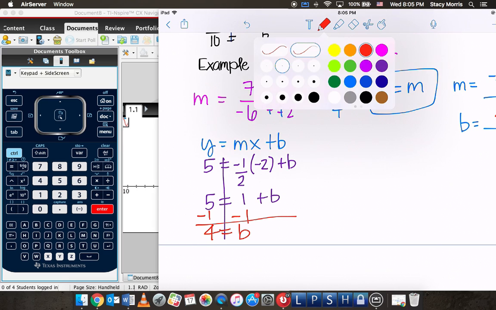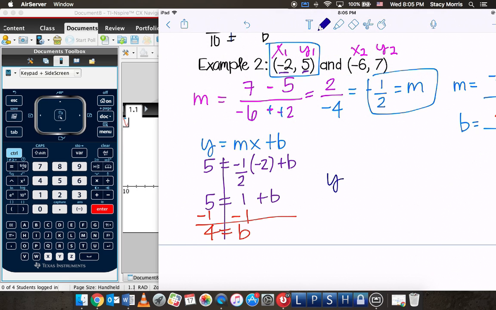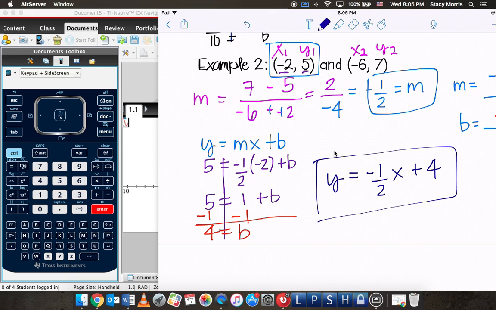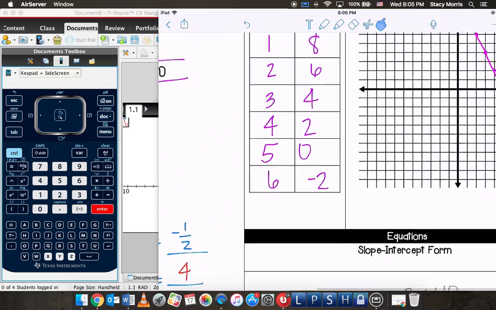So in slope-intercept form, my equation is y equals -1/2 x plus 4. And I should be able to do the same thing with this one that I did with the other one. I should be able to graph it and then fill in all of this information over here for that.